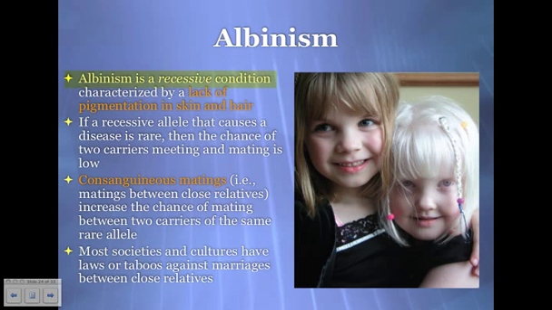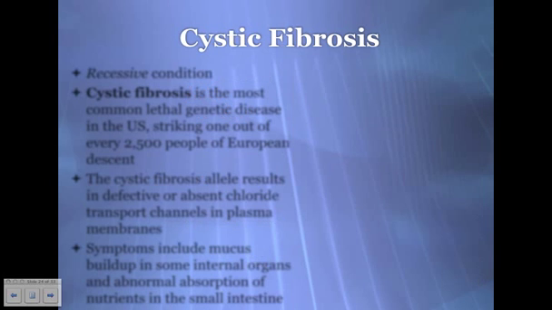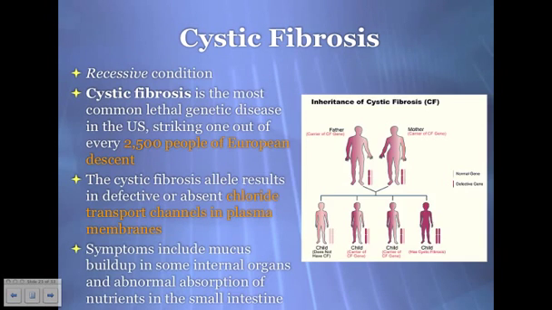Consanguineous matings, which are matings between close relatives, actually increase the chance of such recessive conditions appearing because it may already be in the bloodline or in the family. There are taboos and maybe even laws against marriages between close relatives, but they do happen nevertheless. Cystic fibrosis is another recessive condition, which means only the homozygous recessive individuals show this, and it's a genetic disease.